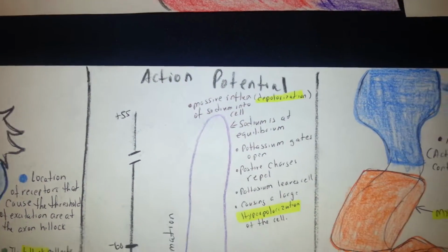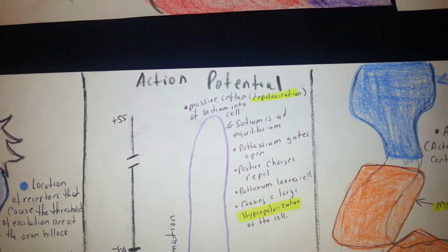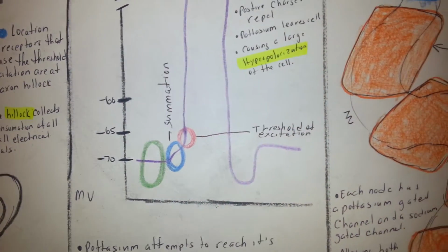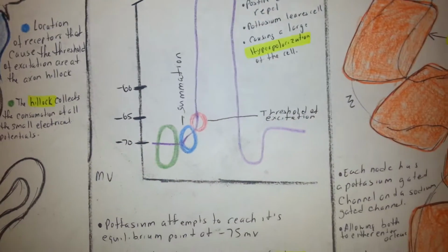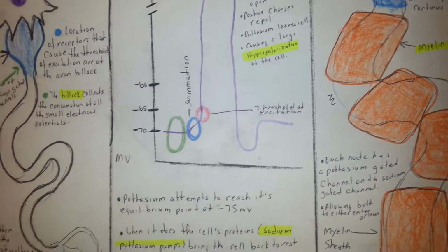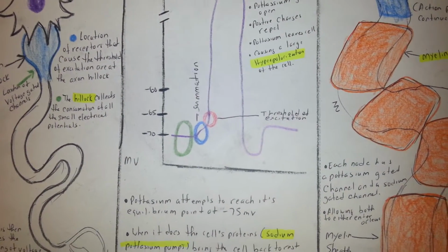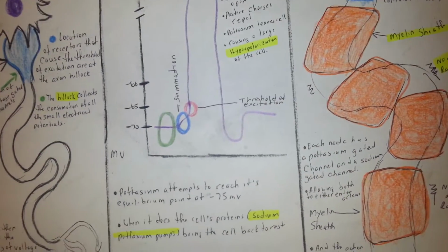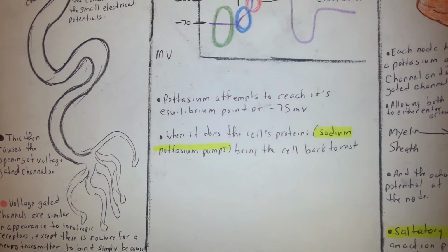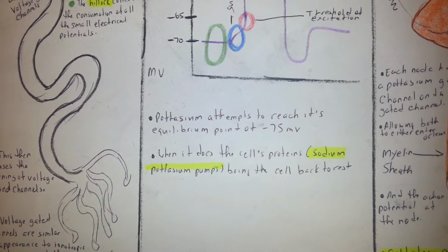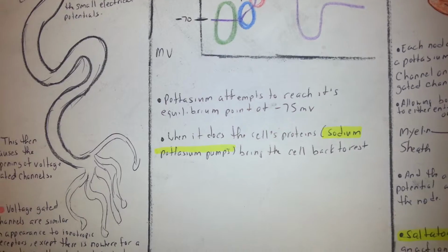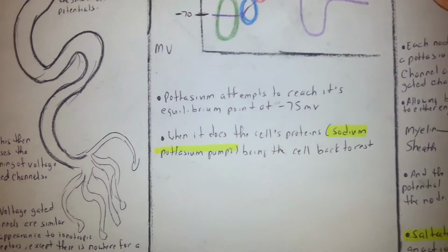And depolarization, earlier mentioned, is the massive influx of sodium into the cell. Hyperpolarization is the cell returning, going back down or falling back to its original lower level, and ultimately, once again, reaching its resting potential, going back to where it started, pretty much. So as you can see, as I previously mentioned, potassium attempts to reach its equilibrium point of negative 75 millivolts. When it does, the cell's protein, sodium-potassium pumps, bring the cell back to rest.